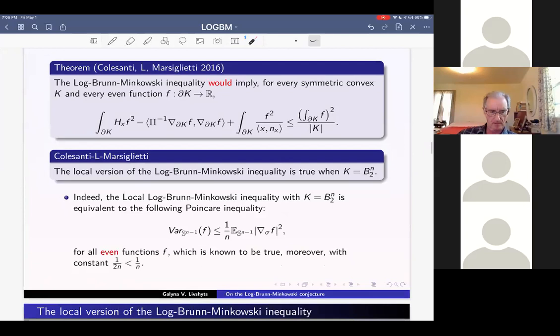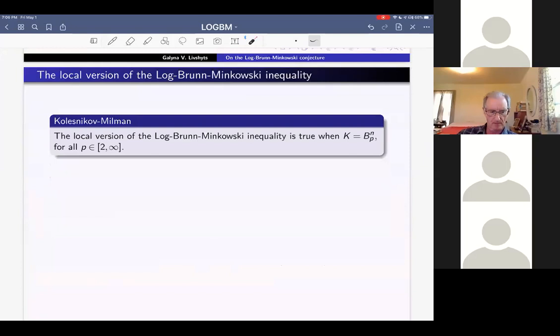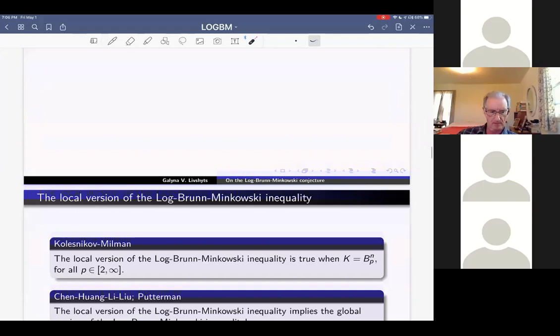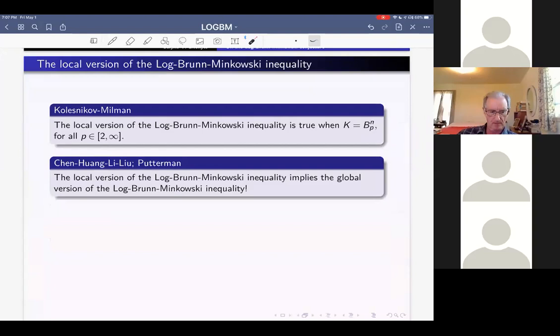Now, Kolesnikov and Milman later showed that, in fact, this local version of the Log-Brunn-Minkowski inequality is true not only when k is a ball, but when k is an l_p ball, for any p between 2 and infinity. So even much more is true. And what was really great news is that it turned out that the local version of the Log-Brunn-Minkowski inequality implies the global version. It was proved by Chen, Huang, Li, and Liu, and later it was also proved by Putterman. Chen, Huang, Li, and Liu proved it with the equality cases, and they used some deep PDE methods, and Putterman found a really beautiful, completely elementary convex geometric proof, although he didn't treat the equality cases.